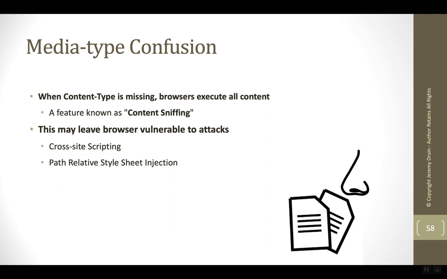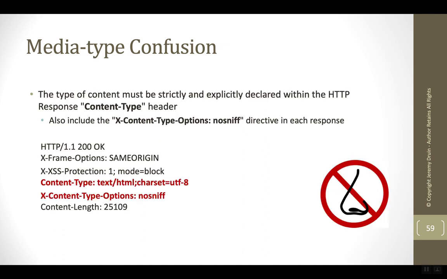So, as an example, say there was a text file that happened to contain JavaScript. If the content type wasn't declared as text plain, the browser may get the idea that that JavaScript should be executed and go ahead and execute it. This can leave the application vulnerable to path relative style sheet injection or cross-site scripting. So applications should always include the content type header, and generally, most applications will do this automatically.